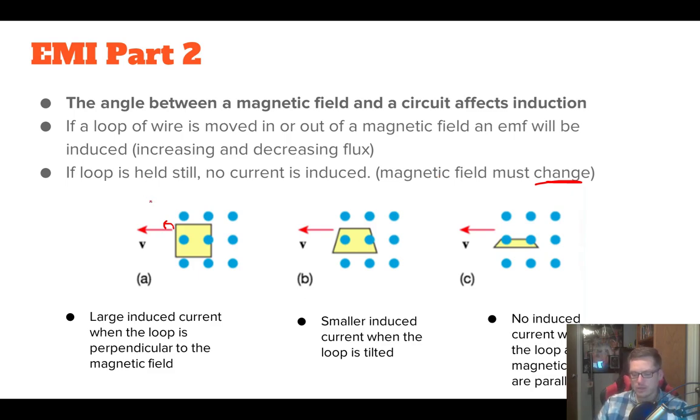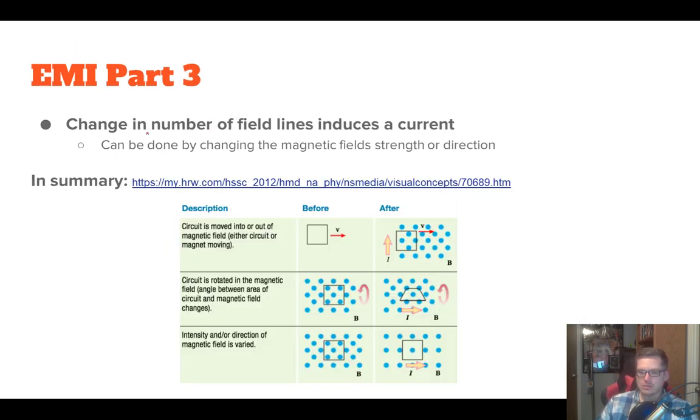All right. The last way is probably the easiest way, simply by changing the number of field lines. Changing the number of field lines will induce a current. Okay. So here are our three main ways we can move our circuit into and out of our magnetic field. So here's a box. Before, there's no magnetic flux, and then as we go to the right, there's more and more flux until we reach a maximum. Once we're inside and it's not changing, the current goes back down to zero, and then as we leave, we get current again in the opposite direction.